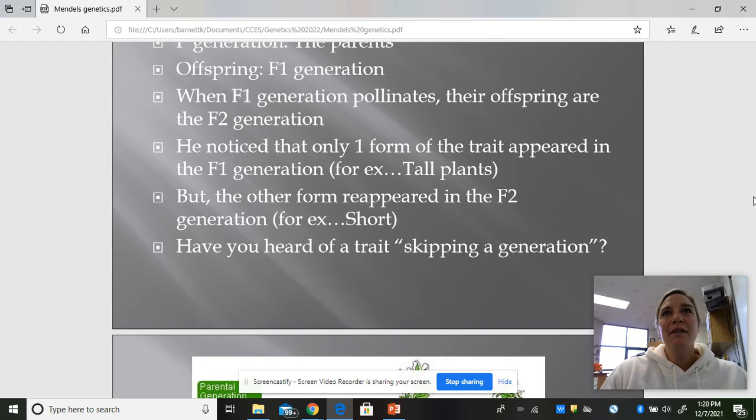You may have heard of a trait, quote unquote, skipping a generation. Maybe your parents have said that sort of in jest on certain things, but this is true in some traits. For example, I don't know, do we have any redheads in seventh grade? Red hair is typically a trait that tends to skip a generation. Not always, but if you find a true redhead and ask them, do either of your parents have red hair? Most of the time, the answer is no. It's usually a grandparent or a great uncle or a great aunt. It seems to skip generations. This is not all the time, but sometimes. And so this led to his discovery.